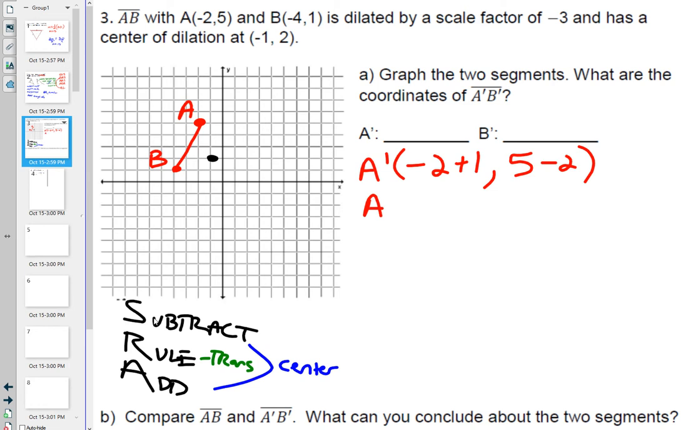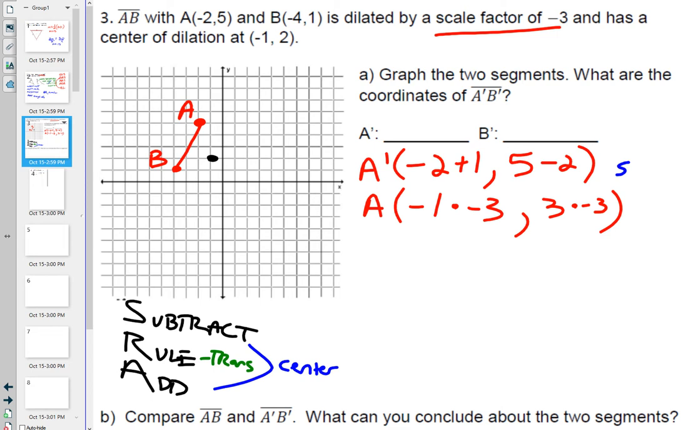Okay, so for the X's, now -2 plus 1 is -1. But now we need to apply the rule. When you apply a rule for dilations, that involves multiplication. You multiply by the scale factor. So what am I going to do with that -1? I'm going to multiply by a scale factor of -3. What the negative does is it's also going to flip it. Comma, what's 5 minus 2? 3. And then times the scale factor, which is -3.